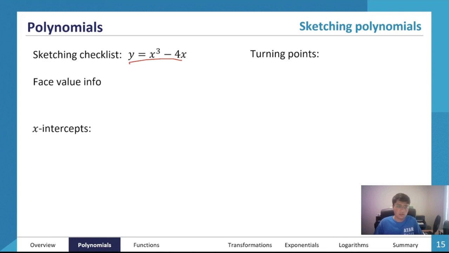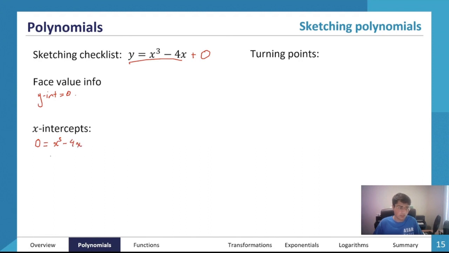The key information we can get from expanded form is the y-intercept, as we saw in previous slides. In this case, the y-intercept is going to be 0, because it's given by the constant term out here, which is just 0. So we can write here y-intercept equals 0. For the x-intercept, what we do is set this expression equal to 0. So we have 0 equals x cubed minus 4x.